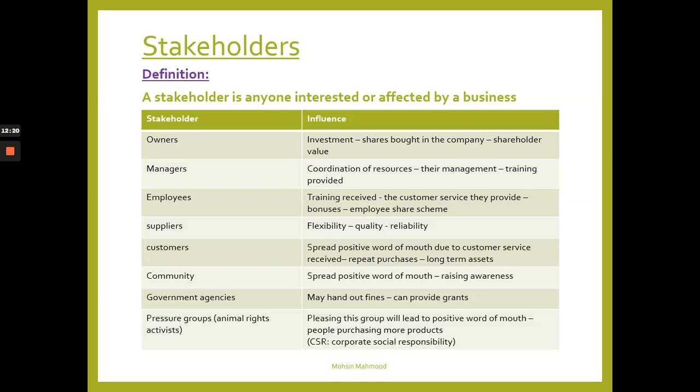Okay, so they influence businesses through their fines. If a business isn't operating correctly, following the laws, they may be fined. Okay, so this is a way of influencing them. And government agencies can also provide grants. So if businesses operate in a certain way, they may be entitled to a grant. Or if a business decides to open in a certain area, they may be entitled to a grant. Or if they follow a certain rule which the government wants them to follow, or if they meet certain standards, they will be entitled to a grant.